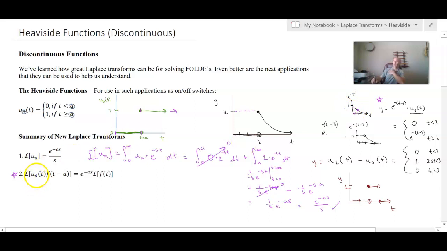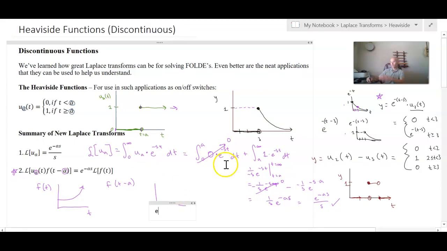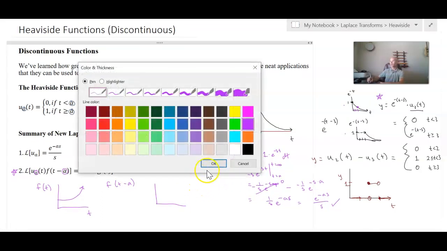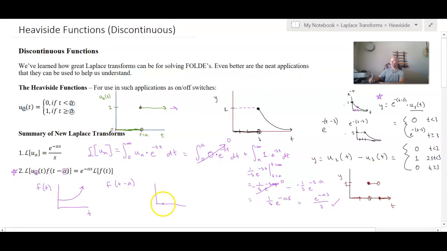So this says, okay, first of all, notice the a there and the a there. f of t is going to be some function. I'm just going to make one up here. Let's say f of t is that. And then f of t minus a, assuming a is a positive value, will be the same thing, but shifted to the right a units. So it starts at that same y value, except a units later.